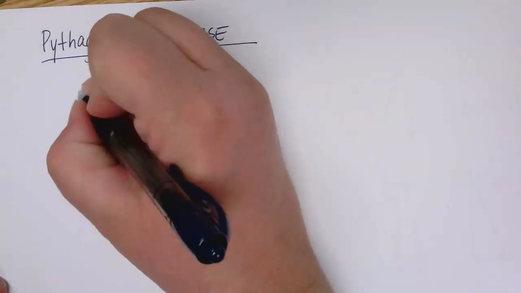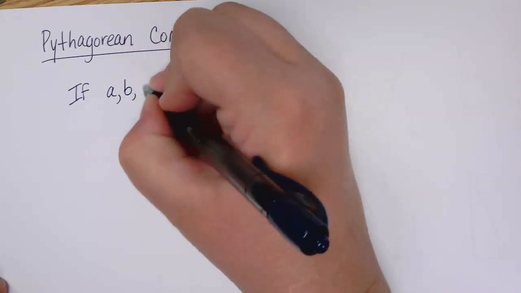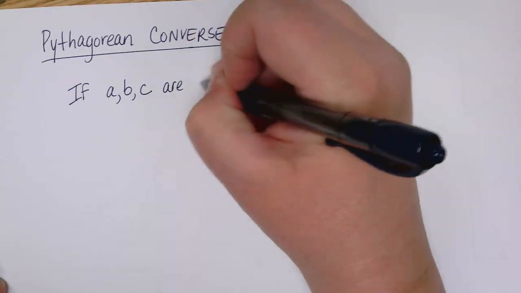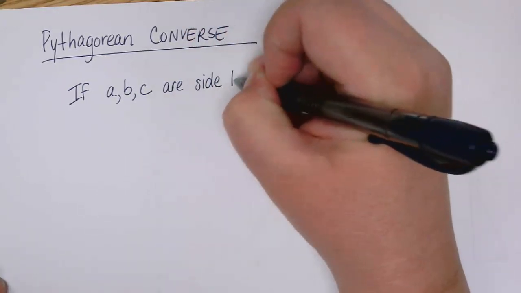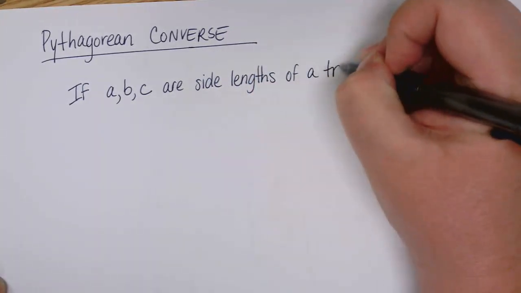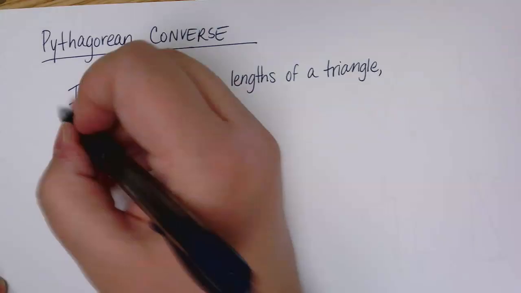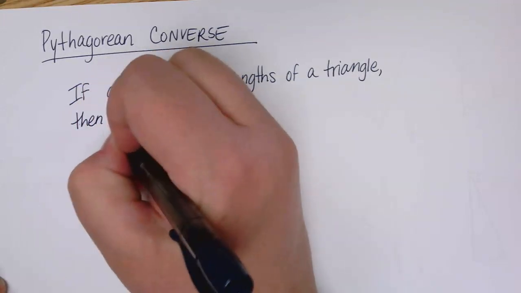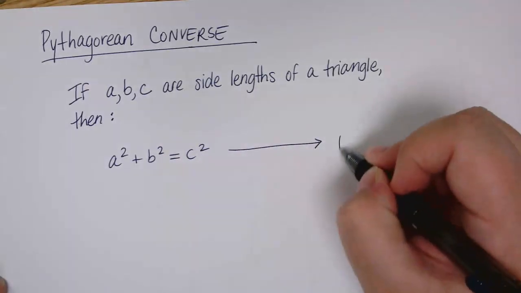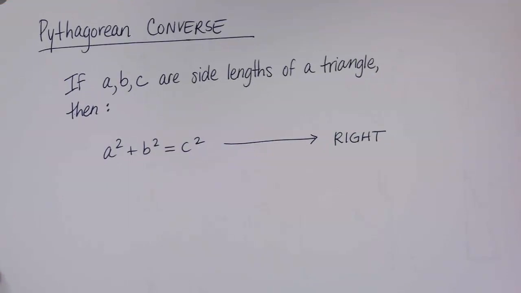It says if A, B, and C are side lengths of a triangle, and a squared plus b squared equals c squared, then it must be a right triangle. Makes sense. We're going backwards.